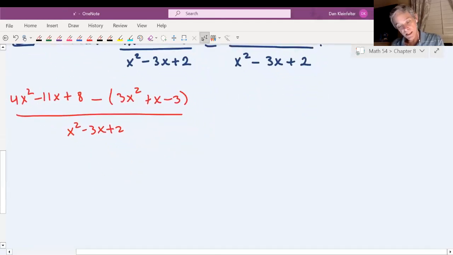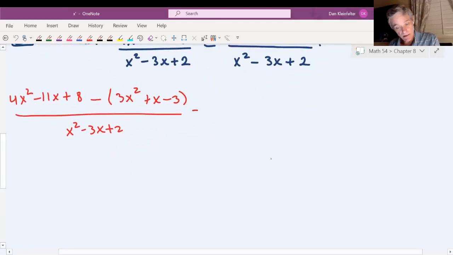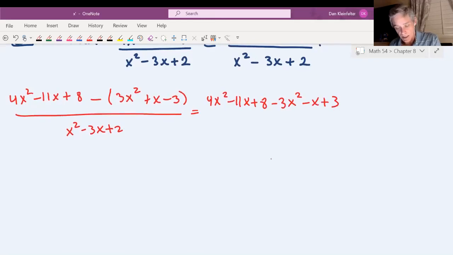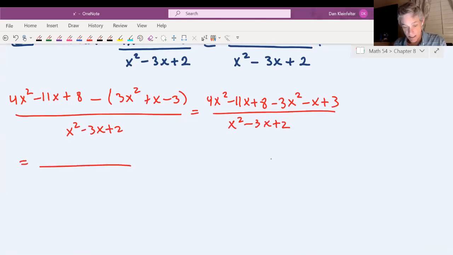All right, so now I'm going to distribute to remove that parentheses, and then we'll work on combining like terms. Okay, so I've distributed the negative. Nothing happens in the bottom. So now let me, once again, keep the same bottom. And then 4x squared, I'm combining like terms in the top, okay.